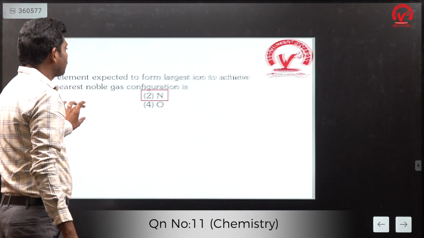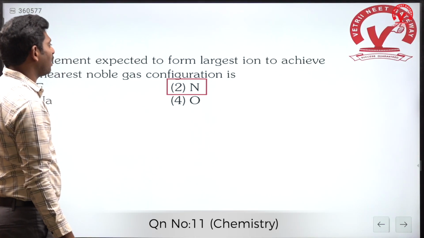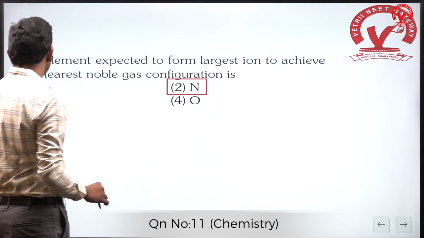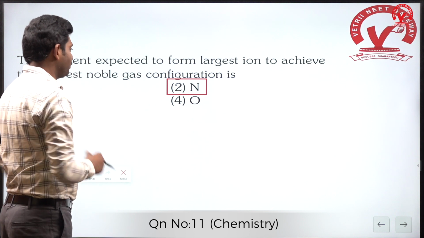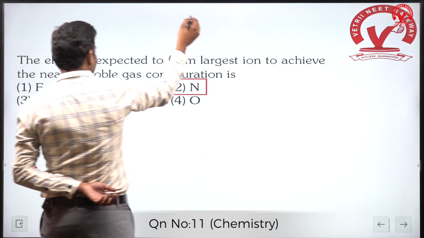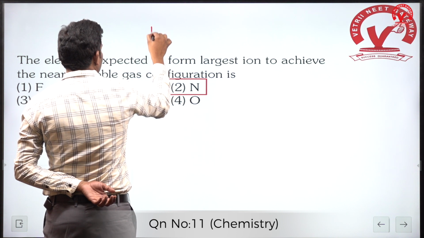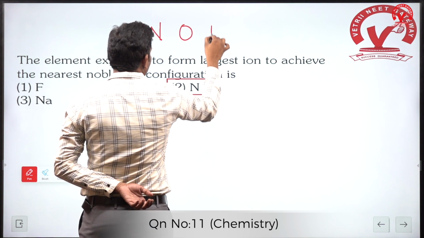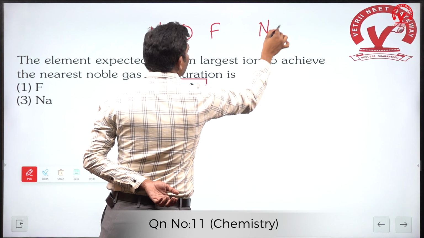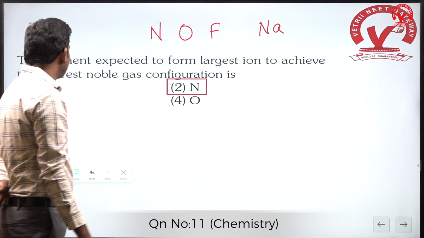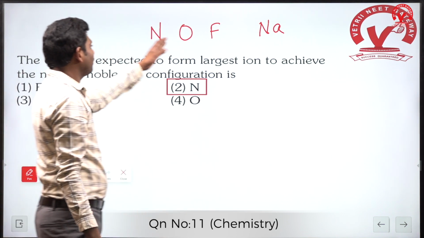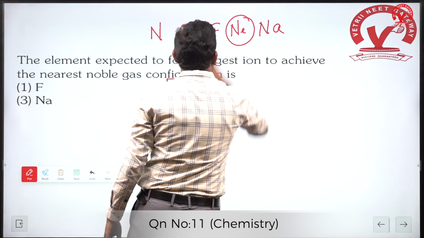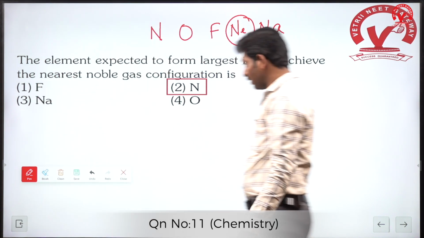The element expected to form the largest ion to achieve the nearest noble gas configuration is: nitrogen, oxygen, fluorine, sodium. For all these elements, what is the nearest noble gas? With atomic numbers 7, 8, 9, 11, 10 is neon. So neon is the nearest noble gas.